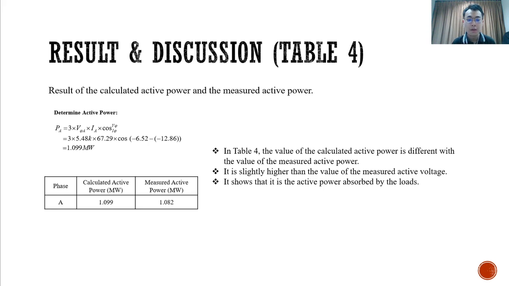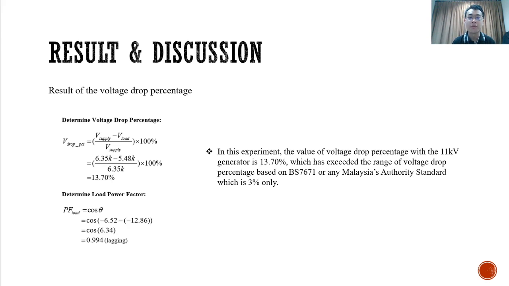So in table 4, the value of the calculated active power is different from the value of the measured active power. The calculated active power is slightly higher than the measured active power, which shows the active power absorbed by the load. Next, we talk about the voltage drop percentage. Based on the calculation, the voltage drop percentage is 13.70%, which has exceeded the range of voltage drop percentage based on BS 7671 or any Malaysian authority standard, which is 3% only.